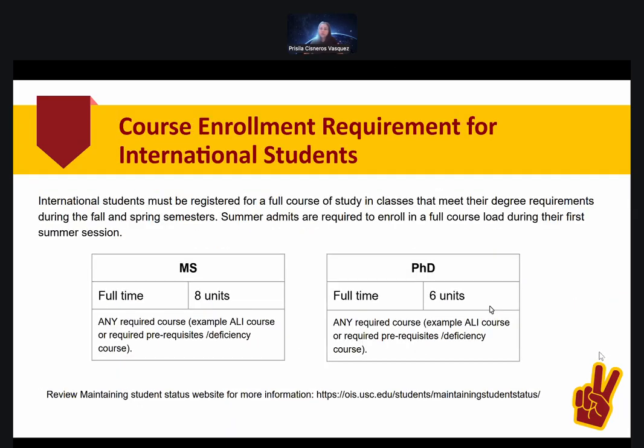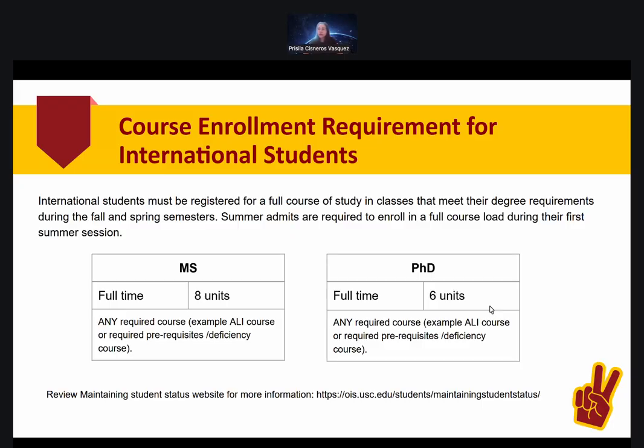And up next, we are going to be talking about course enrollment requirements. International students do have to have a full-time course study. For master's students, full-time is considered 8 units. And for PhD students, full-time is considered 6 units.